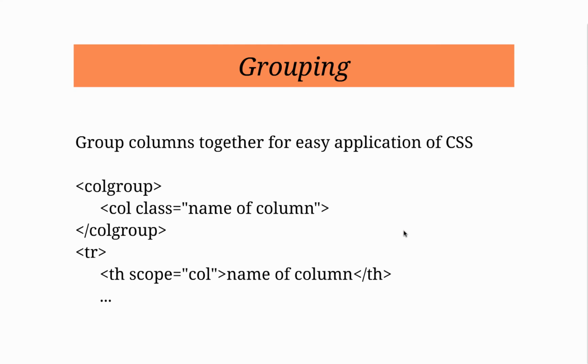Next, we have grouping. This is the next important tag when we're talking about tables. Grouping is a way for us to group columns together so we can easily apply CSS to it. To do that, all we need to add is what's called a COLGROUP and then a COL class. And then the class is just the name of the column. And then under the table heading, we will need to give it a scope equals col, and then the name of what the column is.